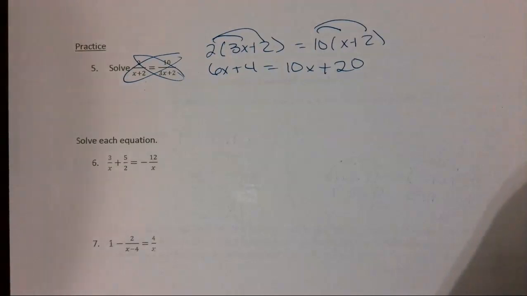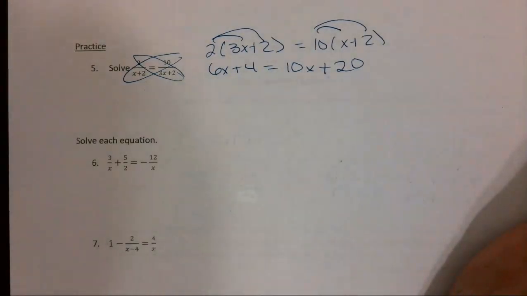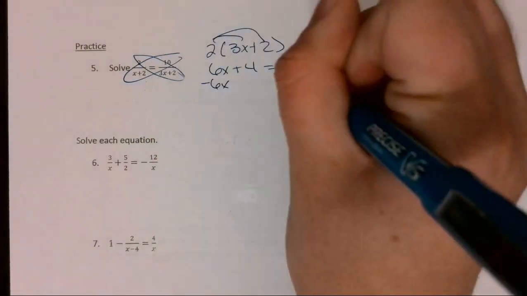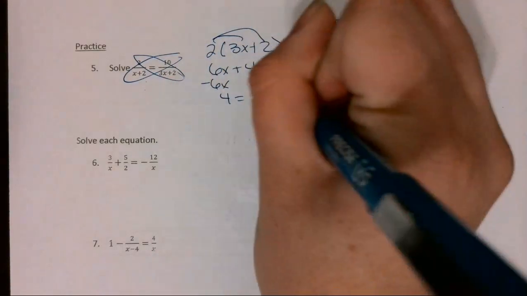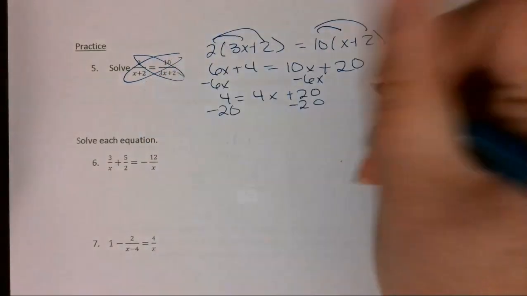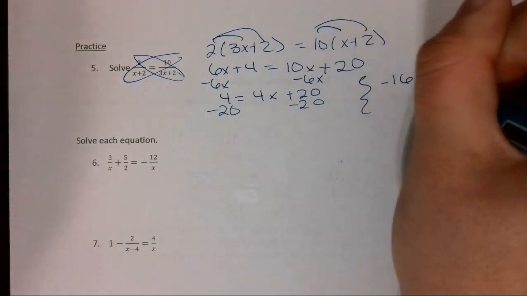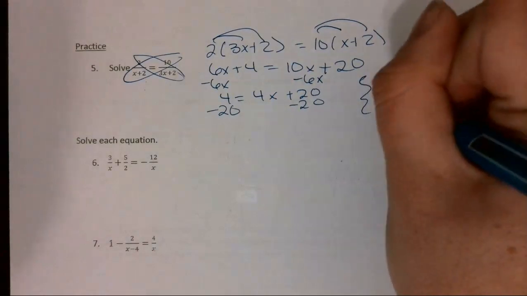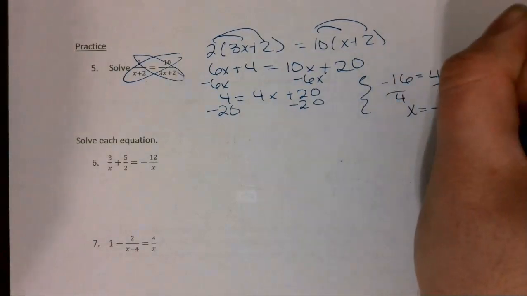Then I want to get all my variables on one side and all my numbers on the other side. So I'm going to subtract 6x on both sides. Then I get 4 equals 4x plus 20. Subtract 20 on both sides. I get -16 equals 4x. I divide both sides by 4. And I get x equals -4.